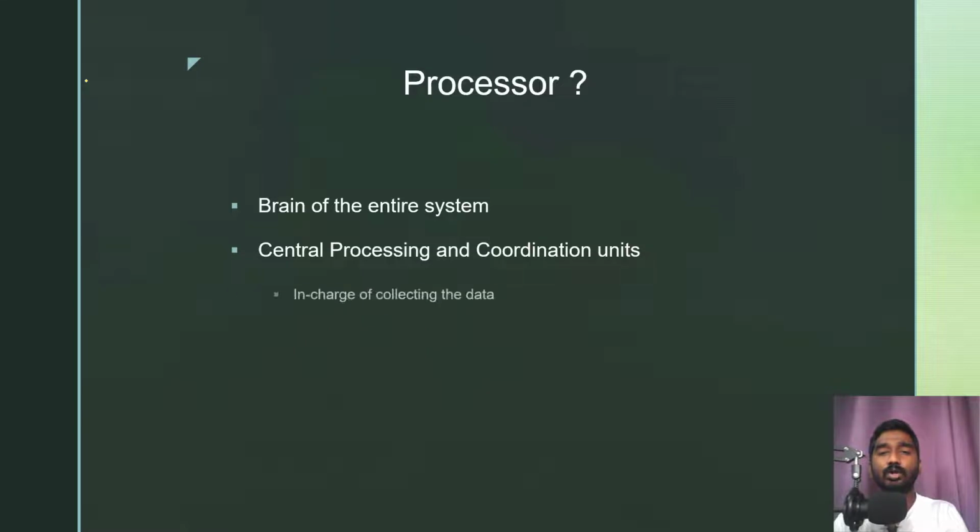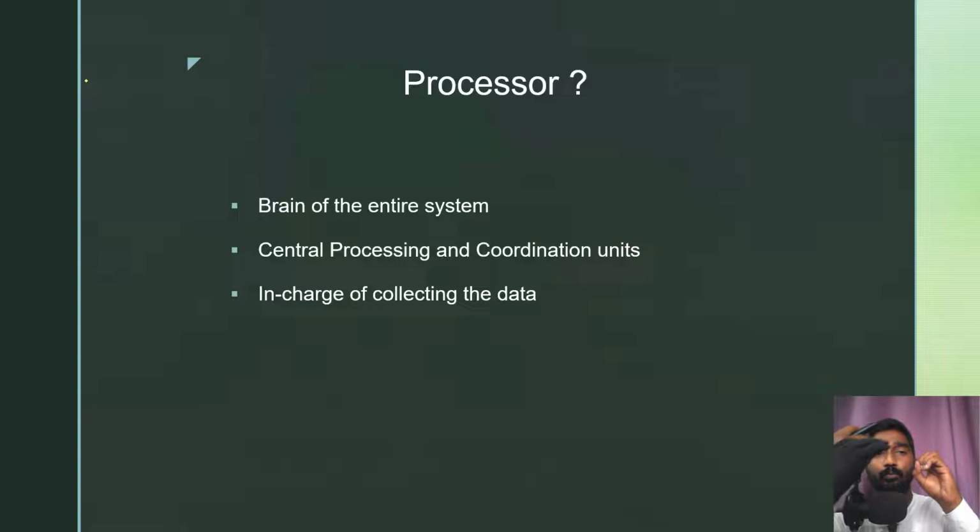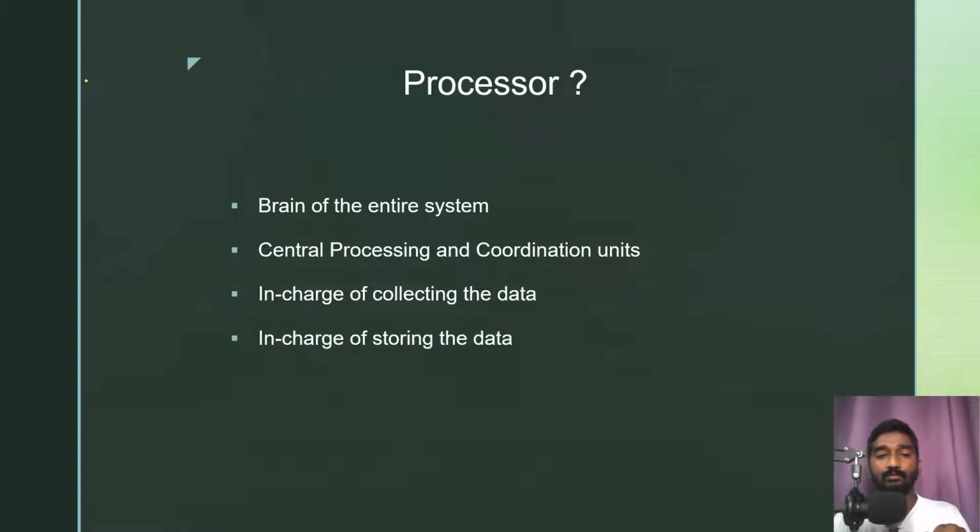So besides the coordination part, the processors are in charge of collecting the data from different peripheral modules or from the memory and processing the data, and it stores the data into the memory. Okay, it is also responsible for storing the data. It stores the data into the memory or sends it back to the different peripheral modules. Also the processor initializes the peripherals and hardware that is associated with that particular processor.